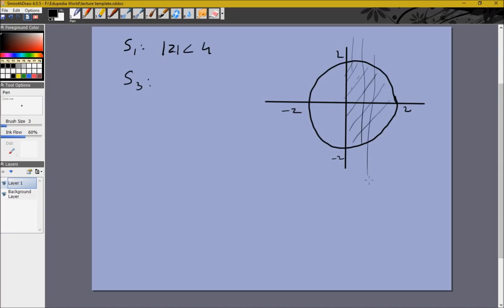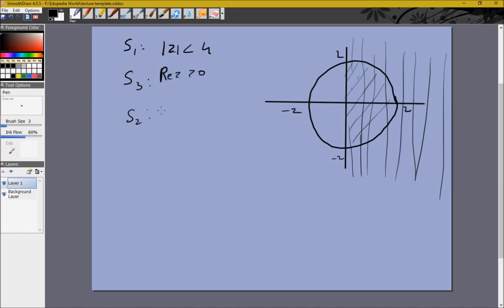All of this is S2, real part of z greater than 0. What about S3, real part of z greater than 0? What about S2? It says that root 3x plus y greater than 0. So if root 3x plus y was equal to 0, y was minus root 3x, and the line would be something like this, where y would be minus root 3x, so this would be 60 degree and this would be 60 degree. So this is the line root 3x plus y greater equal to 0.